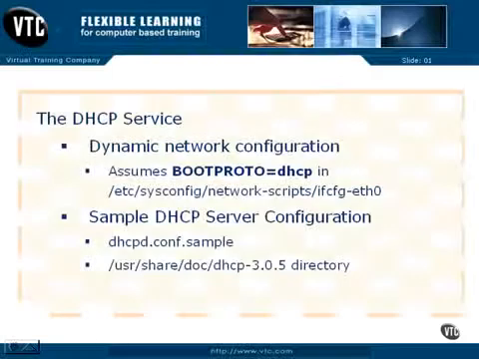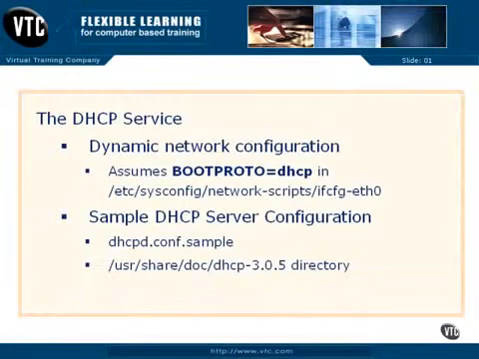The Dynamic Host Configuration Protocol supports dynamic configuration of networking on those various clients that allow it. It assumes that the client actually is requesting DHCP configuration. In other words, there's a connected network card from the client, such as the first Ethernet card, and that's represented by the ifcfg-eth0 file in the client's /etc/sysconfig/network-scripts directory. If you see BOOTPROTO=dhcp in that file, then that client is requesting dynamic network configuration from a DHCP server.